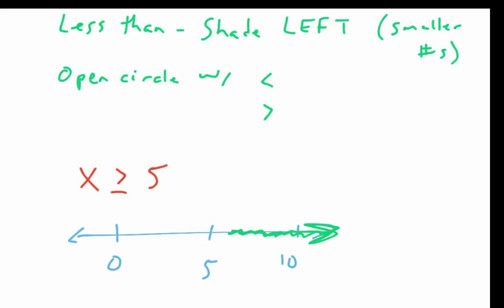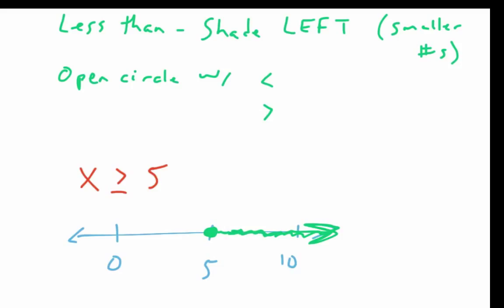Now, could we put a 5 in as part of our solution? Is 5 greater than or equal to 5? Yep, it's not greater than, but it is equal to. So since 5 is equal to 5, 5 is included in our answer. So now we do a closed circle. Try to make it big enough to see. It should be just a dot that's filled in, a circle that's filled in.